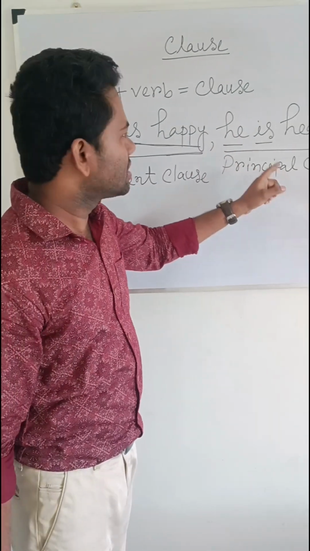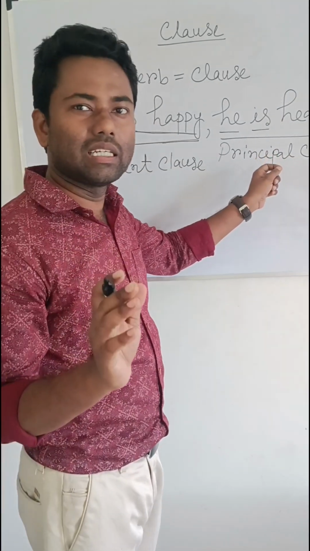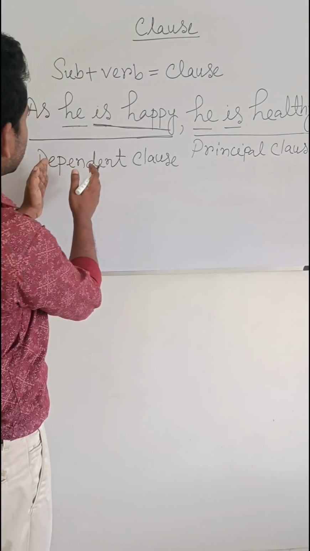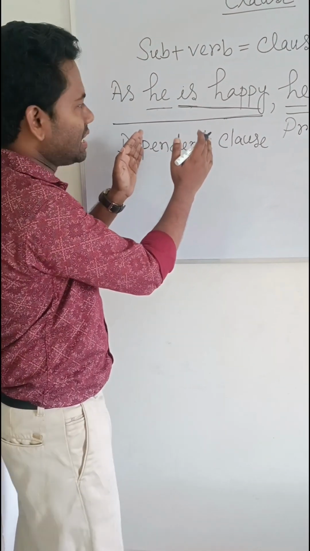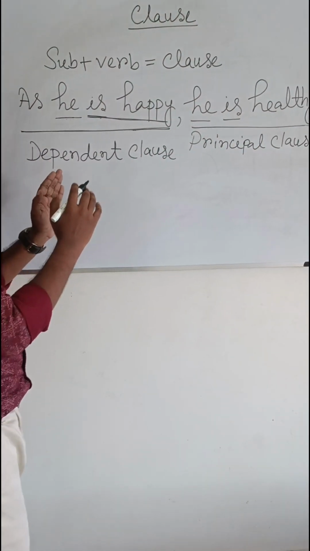So principal clause, that is a clause which is independent and makes the sense complete. This is principal clause. But see here, dependent clause cannot make a complete sense. It is dependent on the principal clause. So this is dependent clause.